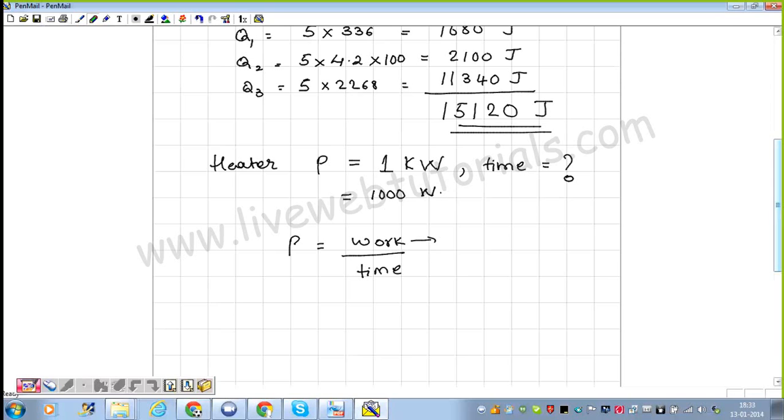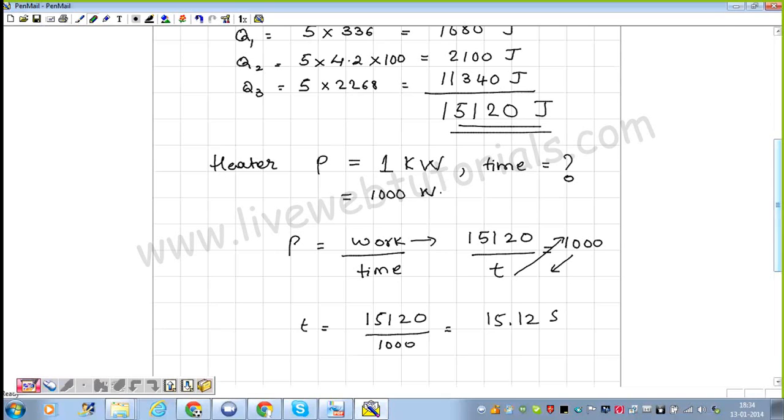Work done is amount of heat, that is 15120 divided by time, that is equal to, here the power given is 1000. So I'll take this T up, I'll bring this 1000 down. This is going to be the time. Of course, it is going to be in seconds, which is going to be, I can shift this, 15.12 seconds.